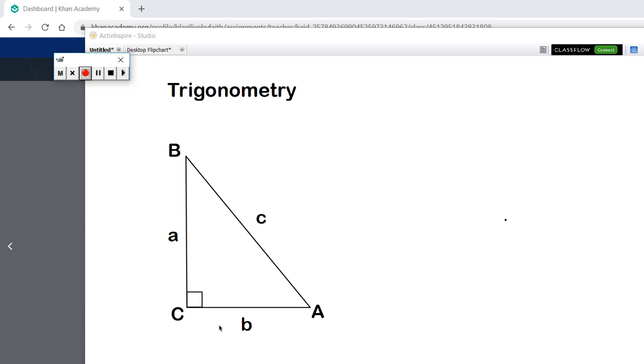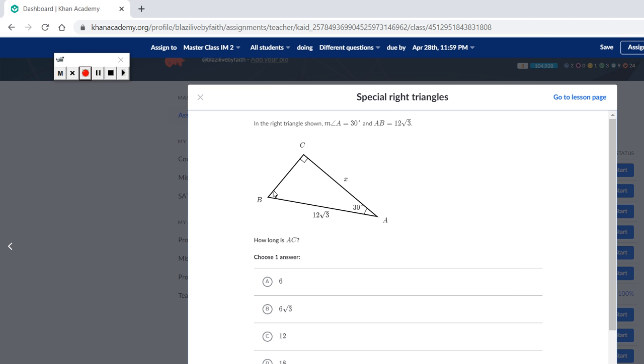Okay, guys, I'm going to do some Khan Academy examples for you that are straight off of the activity. Special right triangles. I'm noticing not very many people have this one done, so I'm going to go ahead and go through it again. I minimized the screen, so hopefully my recorder will record more space here.